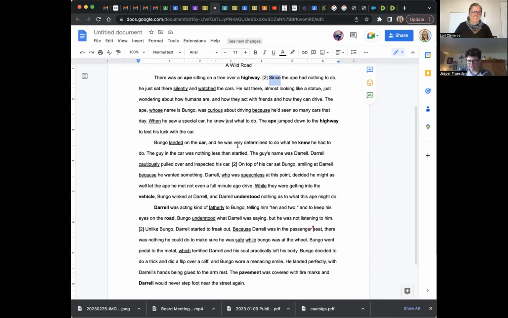Daryl was acting kind of fatherly to Bungo, telling him 10 and 2 and to keep his eyes on the road. Bungo understood what Daryl was saying, but he was not listening to him. Unlike Bungo, Daryl started to freak out. Because Daryl was in the passenger seat, there was nothing he could do to make sure he was safe while Bungo was at the wheel. Bungo went pedal to the metal, which terrified Daryl, and his soul practically left his body.